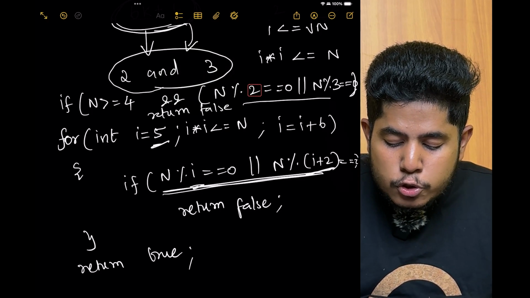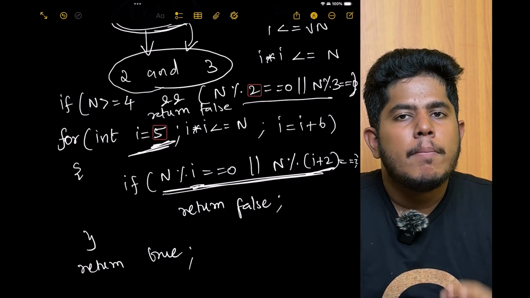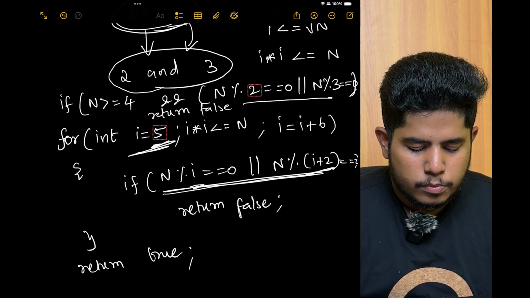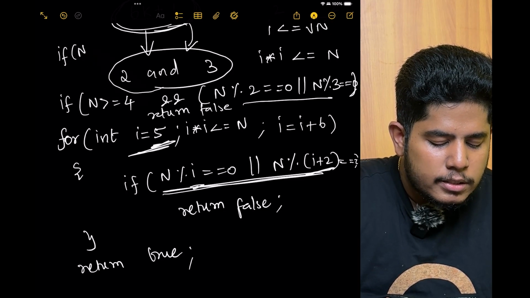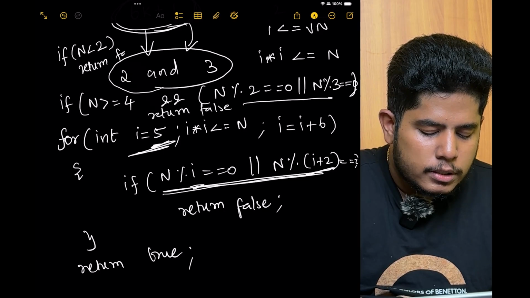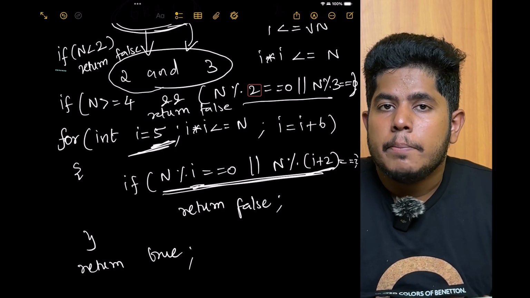Why are we checking 2 and 3 separately? Because the formula starts from 5 and the formula does not include 2 and 3. Right? And in the previous approaches, we also had one more condition, that is if n is less than 2, we will directly return false. That's it. This is how the implementation will look.